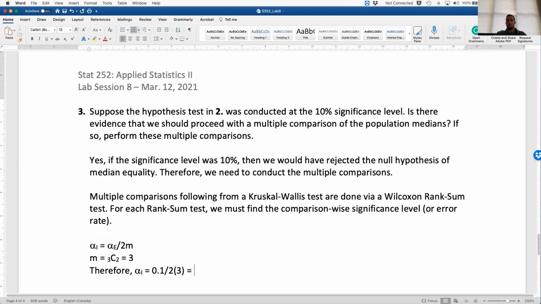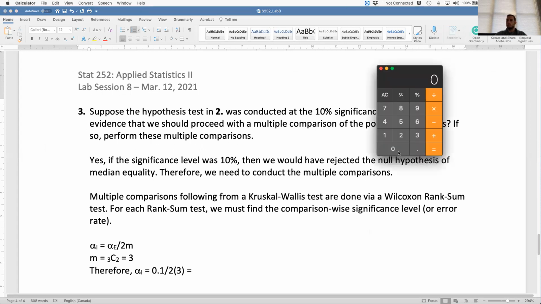Is there ever a calculator around when you need one? There we go. 0.0166.